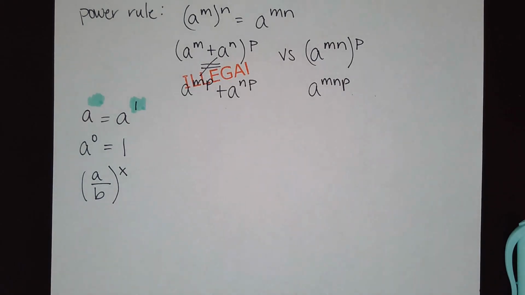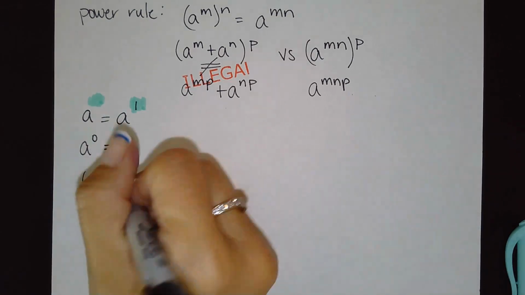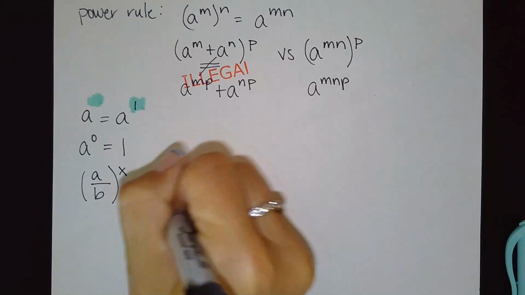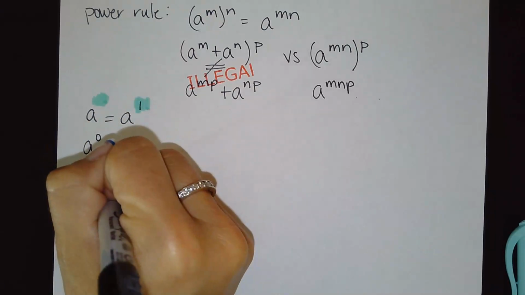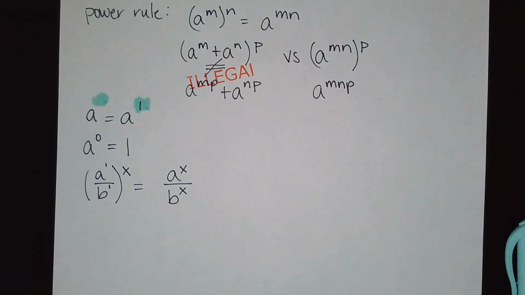Carter. Is it a to the x over b to the x? It is. So Carter, how did you get that? I just distributed the exponent. Exactly. We know there's 1 sitting here, right? And so what we just saw is the power rule. We have a power raised to a power. You just multiply those together. The only difference is you have to remember that you have to do it to the numerator and the denominator. Very good job, okay?